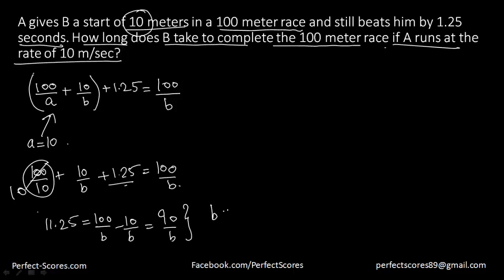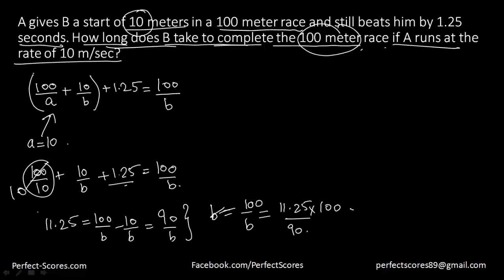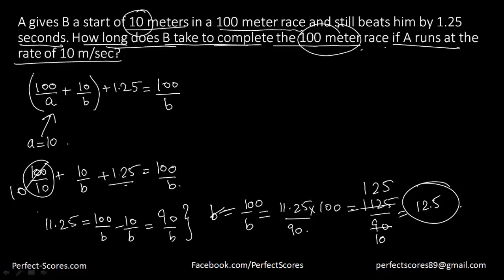And from there we're going to get 1 by b to be equal to 11.25 divided by 90. Since we need to find how long it takes b to complete 100 meters, we're going to write 100 here and 100 here. So we're going to have 125 divided by 90, which is actually going to be our answer. You can even cut it as 1 at 125, so it's going to be 12.5 seconds.